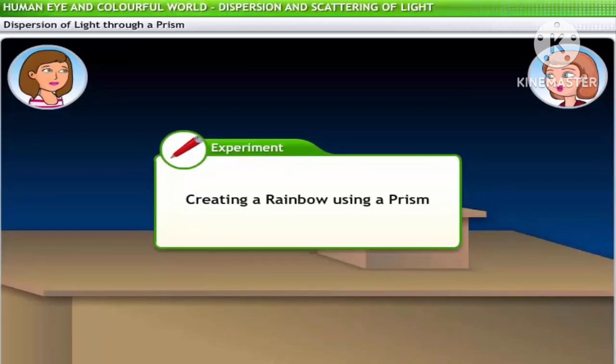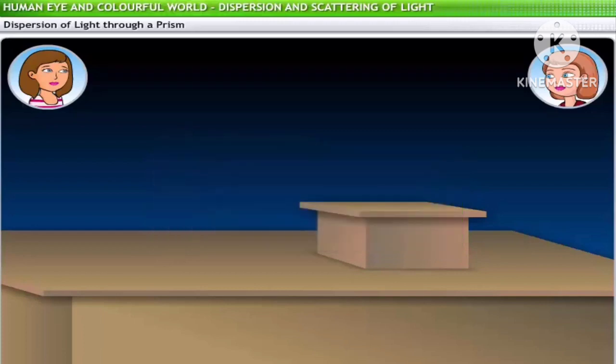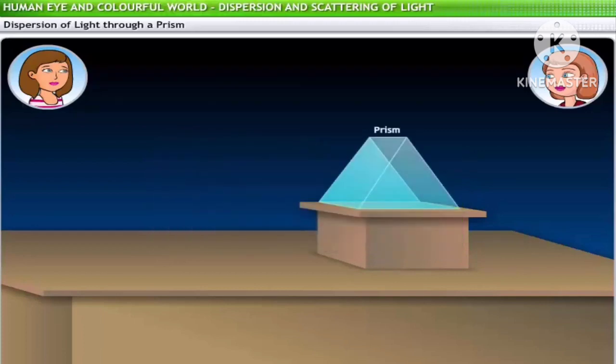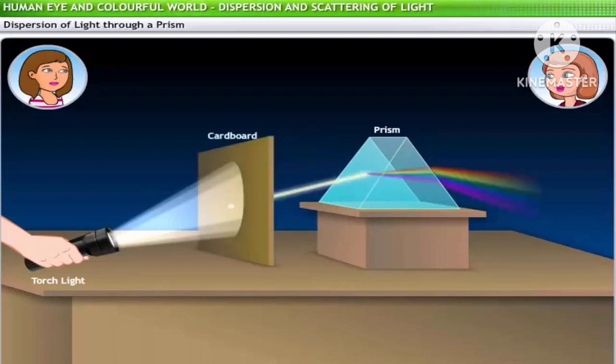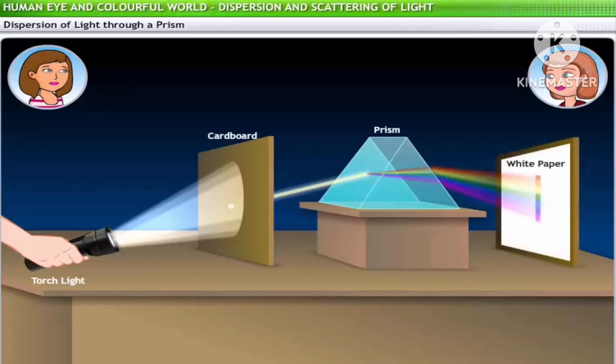Let's conduct an experiment to see how we can create this rainbow effect through a prism. For this experiment, we take a prism on a horizontal surface as shown. On one side of the prism, we place a source of white light. Between the light source and the prism, we place a cardboard having a pinhole. This helps in producing a very narrow light beam, similar to a ray. Finally, on the other side of the prism, we place a white paper as shown to catch the dispersed emergent beams. This white paper acts as a screen.